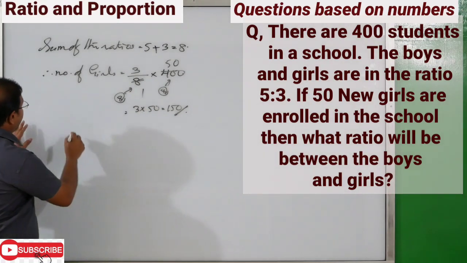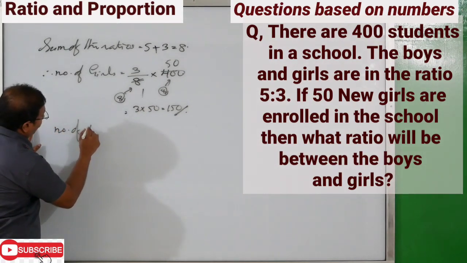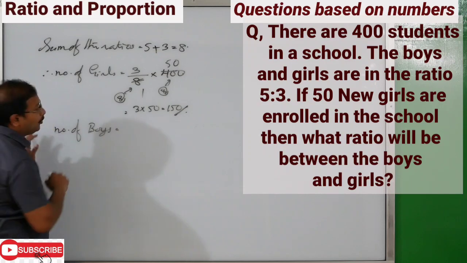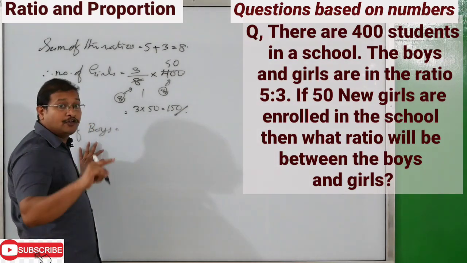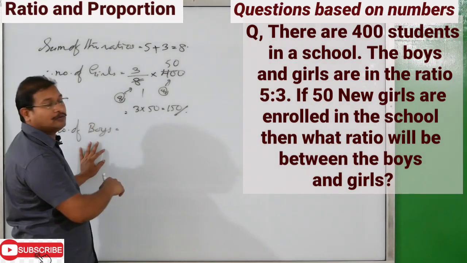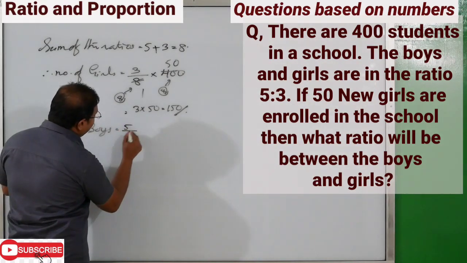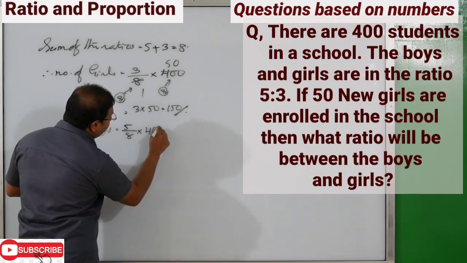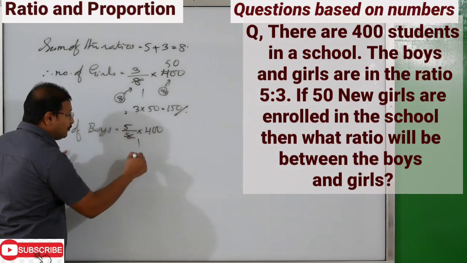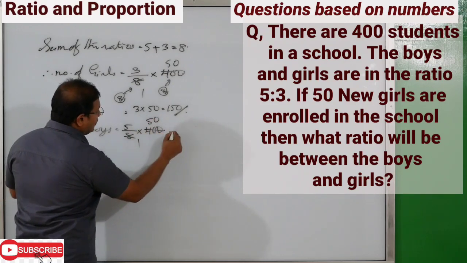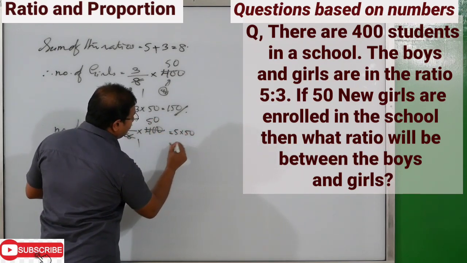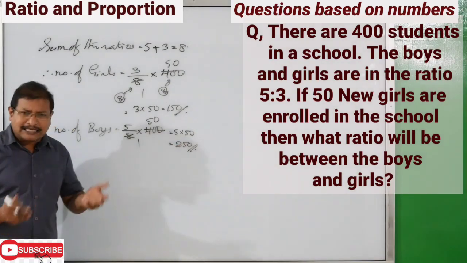Ready? After that, number of boys in the school. Number of boys means the boys ratio divided by the total ratio into the total students in the school. That means what you will do? 5 by 8 into 400. Same style, 8 fives are 40 and 0. That means 5 into 50. 5 50s are 250. Check the question now.